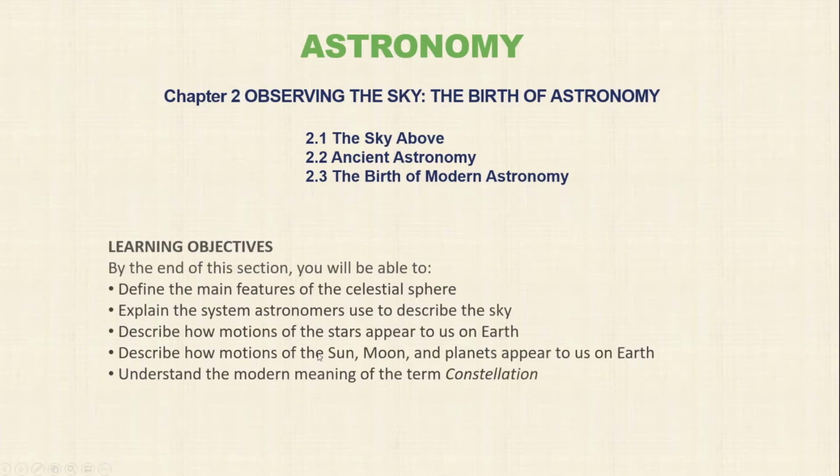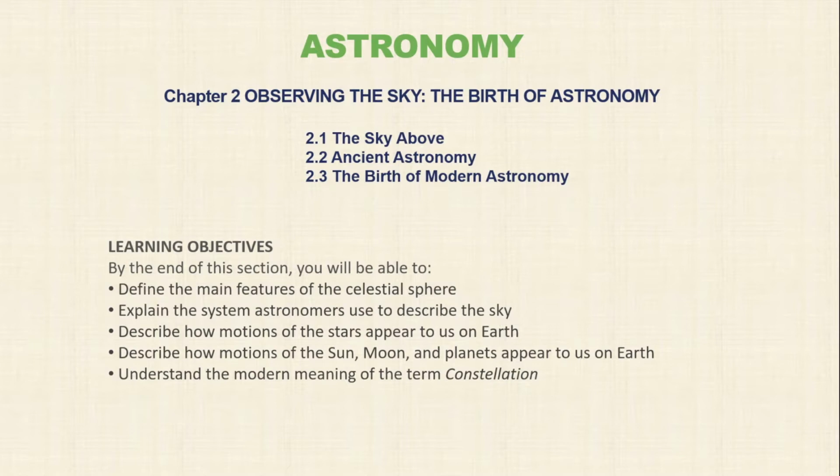Learning objectives for this course. When we're through with this course, you should be able to define some of the terms that we use in this chapter and the rest of the course: what the celestial sphere is, what the zenith is. There are terms that astronomers use to describe the sky, so you should be able to explain most of those terms.